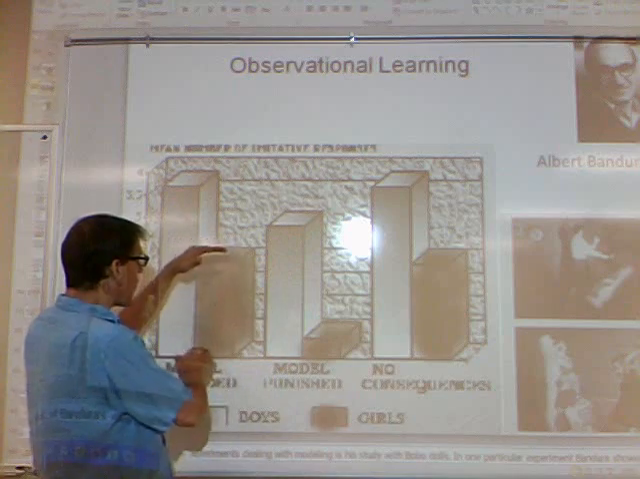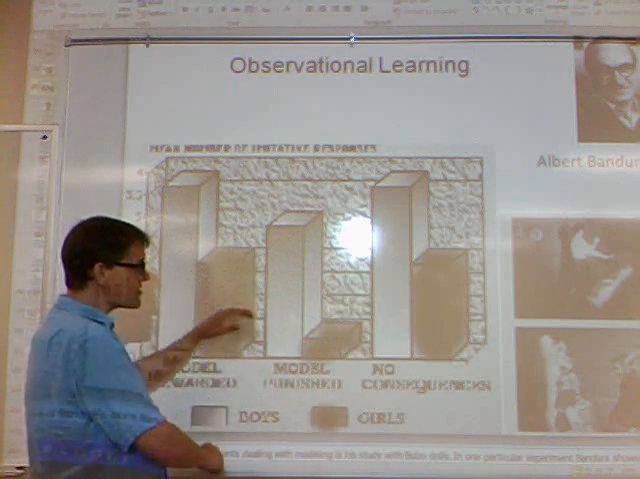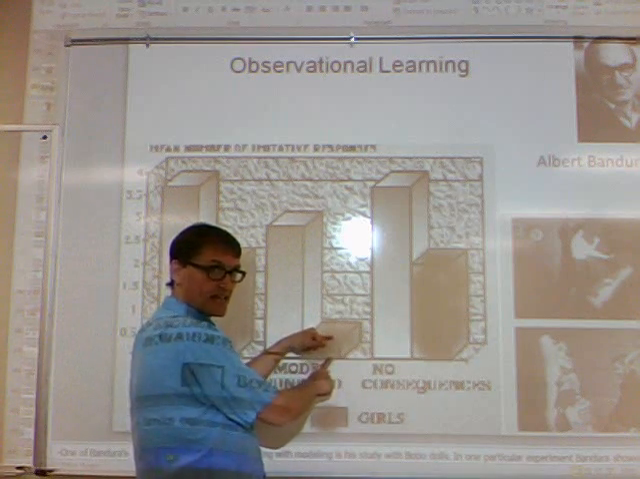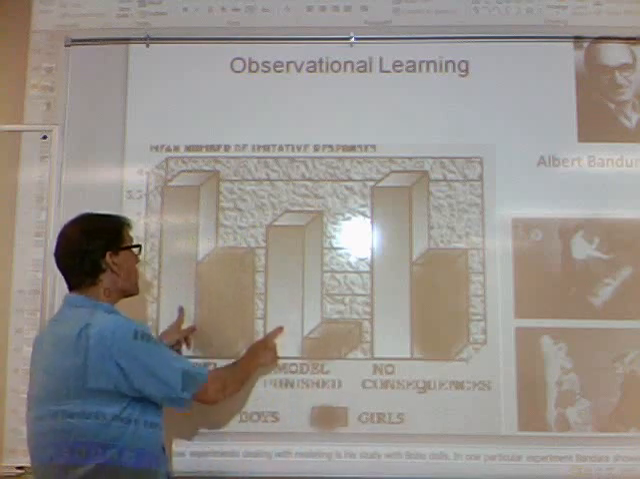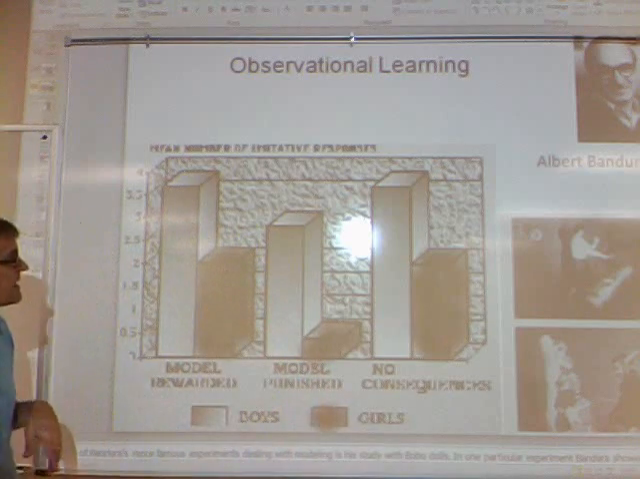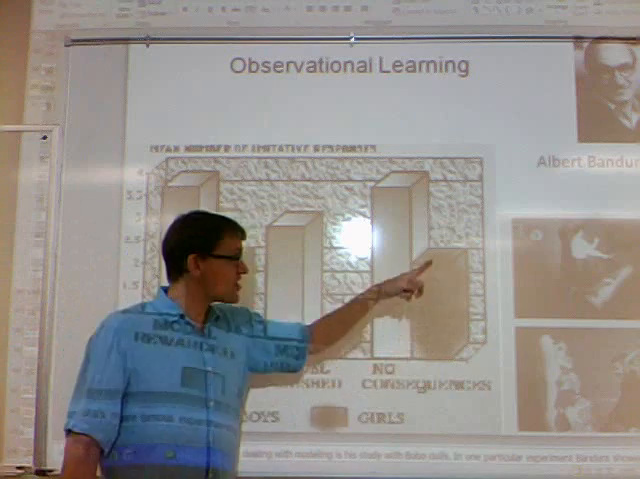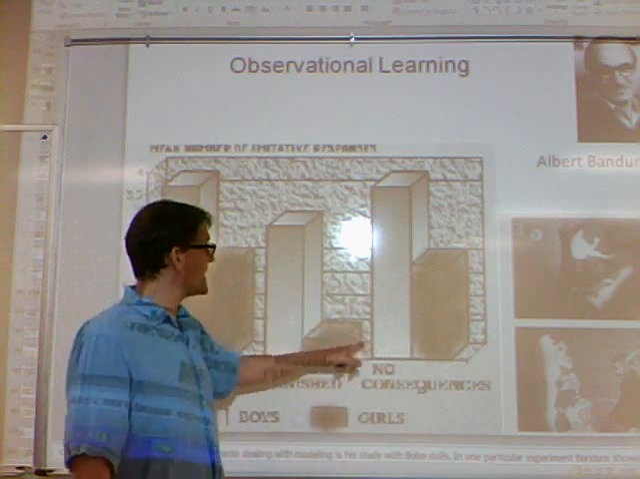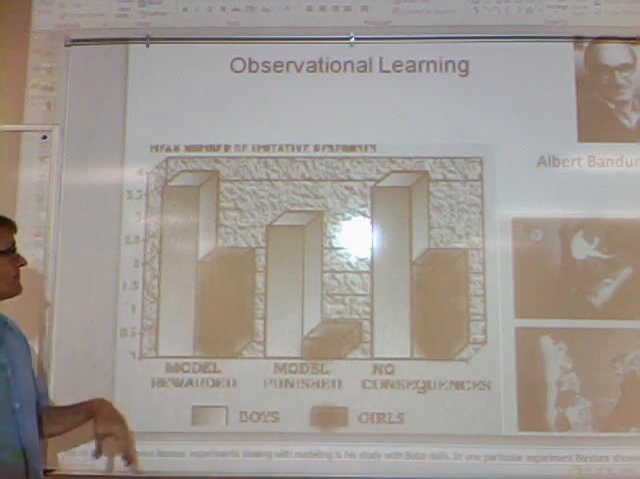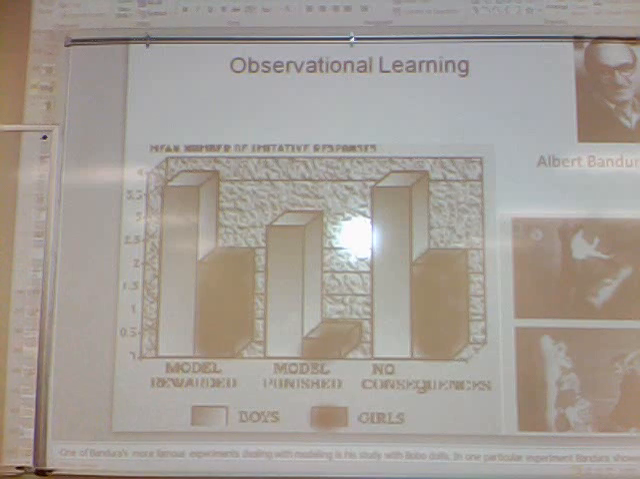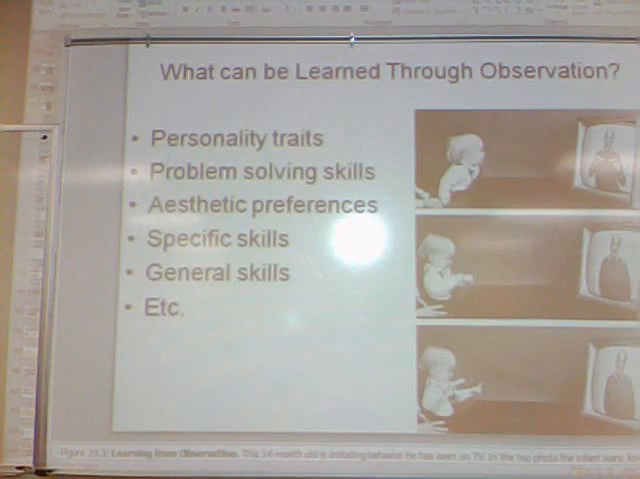If that woman was rewarded at the end, they showed much more aggression than if she was punished at the end. Those girls definitely figured it out. The boys, somewhat, okay? And then if there were no consequences, then the amount of imitation was just about in the middle. Okay? So it's interesting stuff. We are learning. We are learning from our environment.